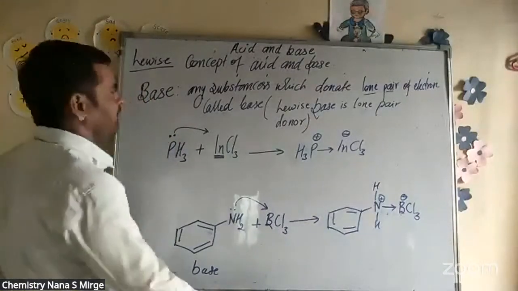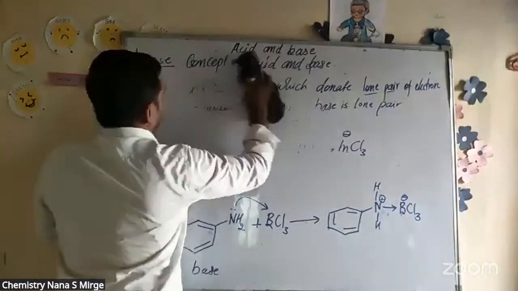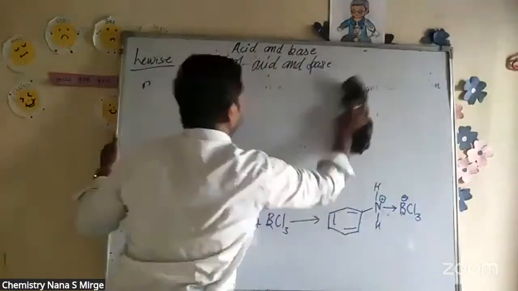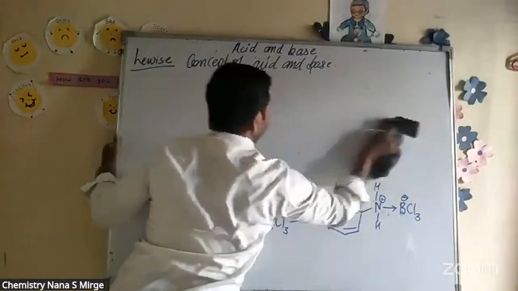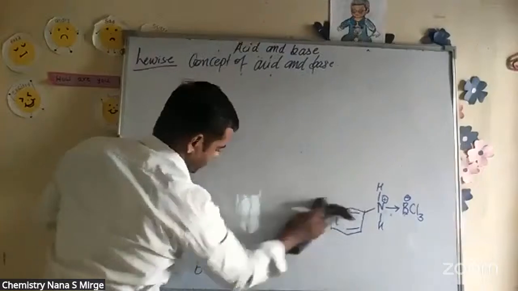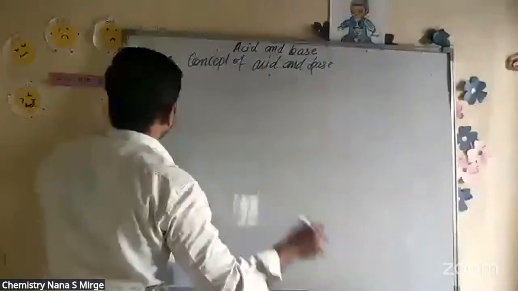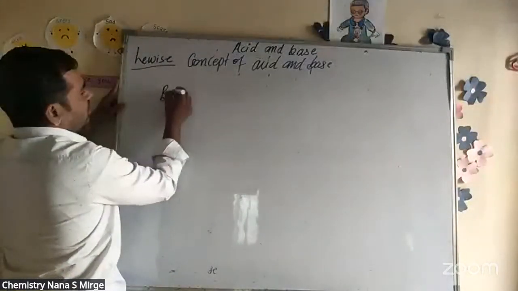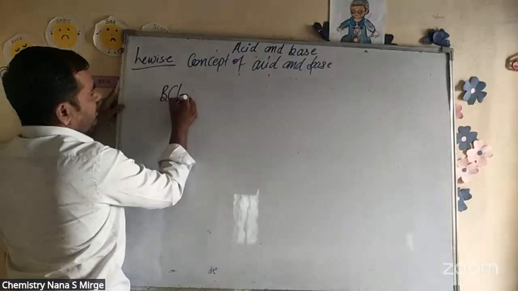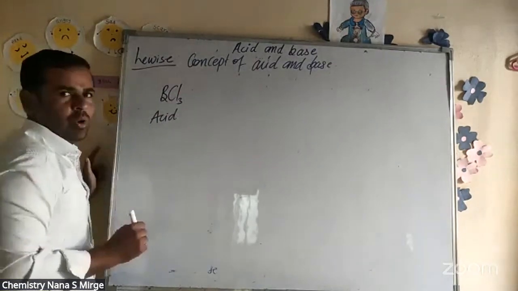So how is it possible? Let me take you through a little more detail. You said base, so what is this? Suppose we have a more detailed example. Look here, this is BCl3. It is an acid, meaning it is a lone pair acceptor.